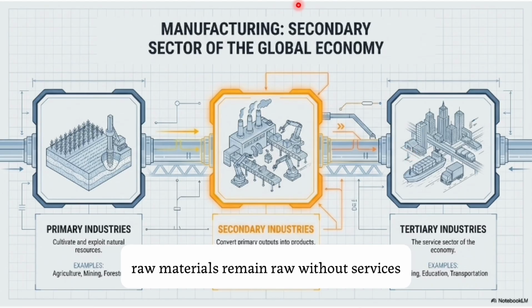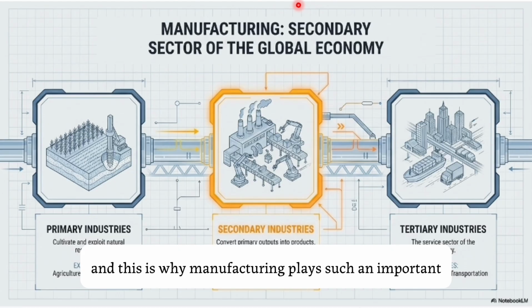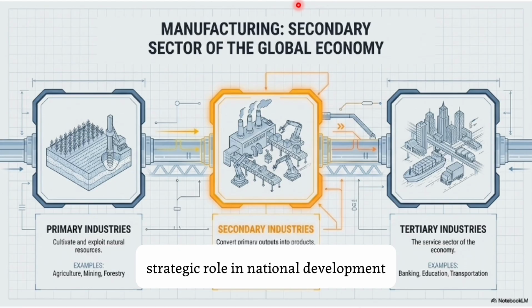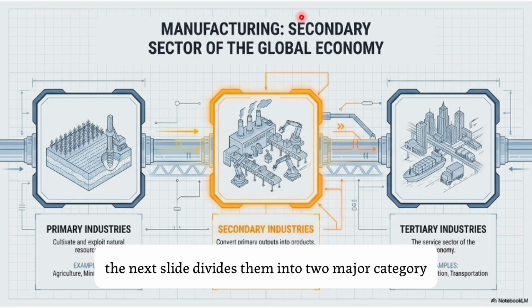Without manufacturing, raw materials remain raw. Without services, manufactured products cannot be delivered, sold, financed, or maintained. And this is why manufacturing plays such an important strategic role in national development. So within manufacturing itself, not all industries operate in the same way. The next slide divides them into two major categories.